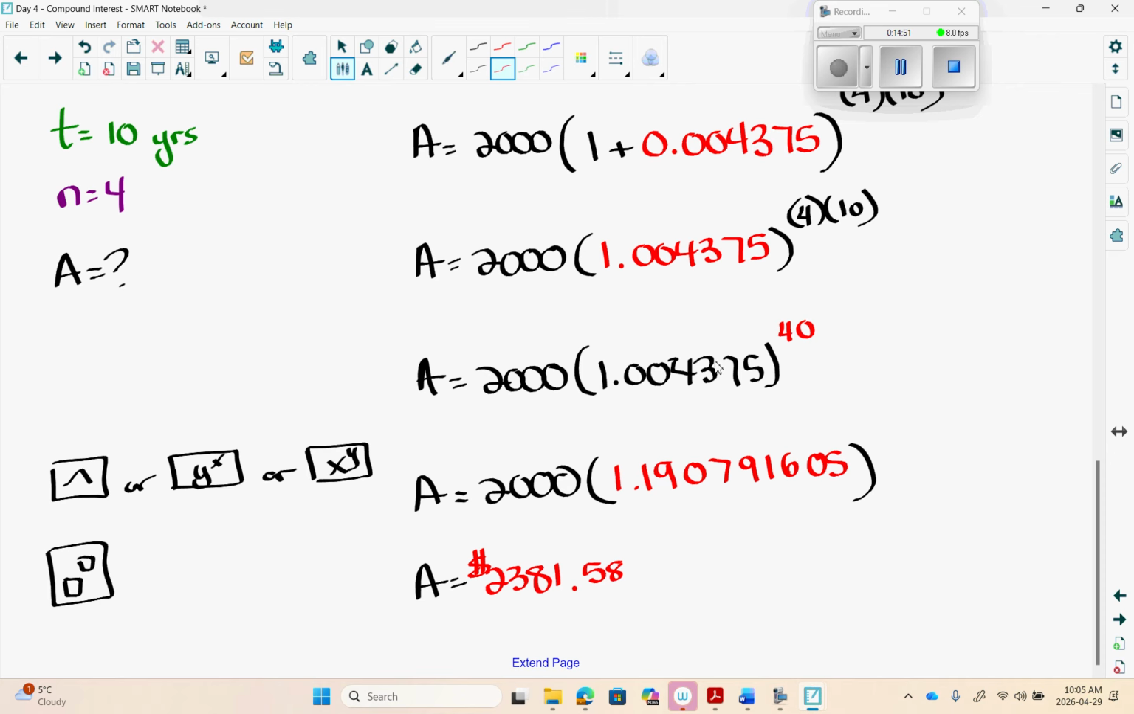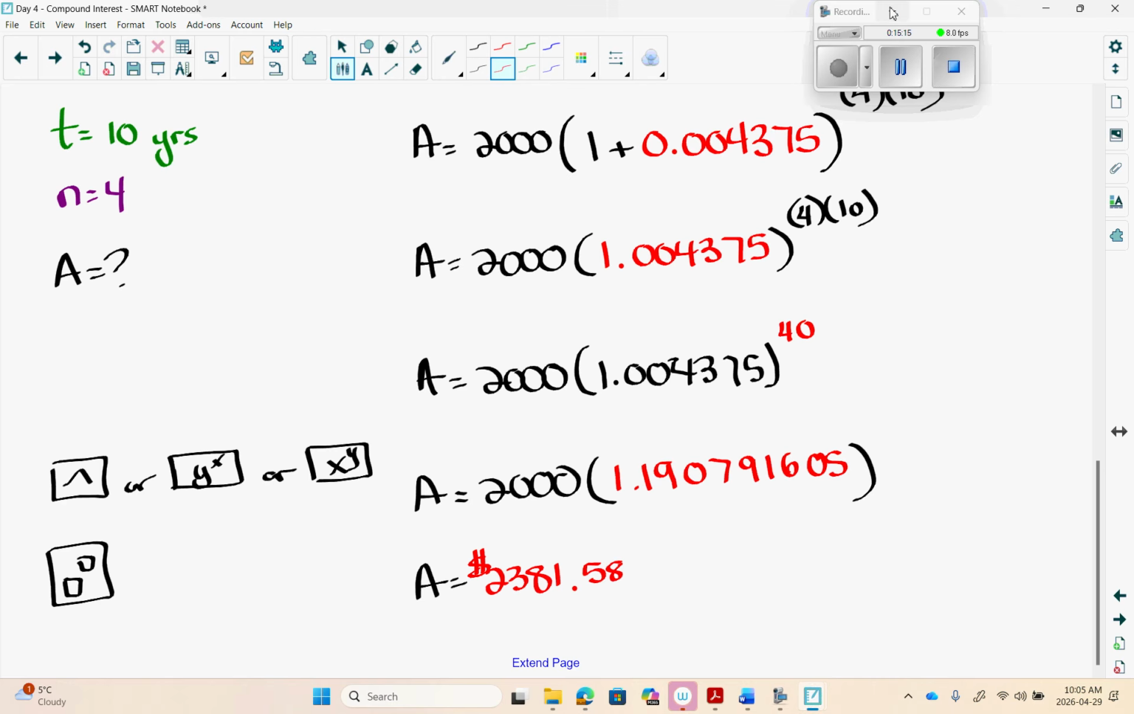Now, if you just wanted to know the interest portion of that, what would it be? What would you have to do to that number? You would subtract 2,000, you would subtract the principal. So $381.58 would be the interest. Now it only asked me for the final amount, so that's all I would need to do.